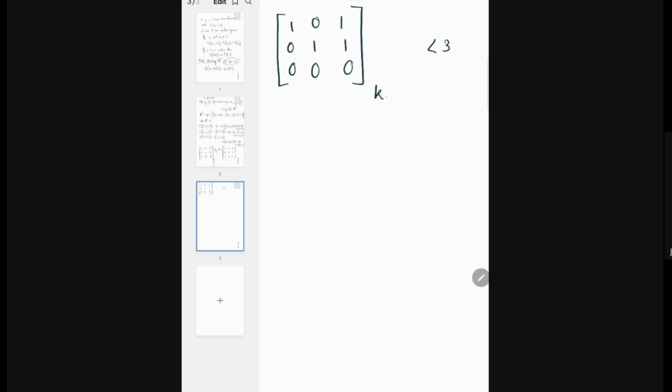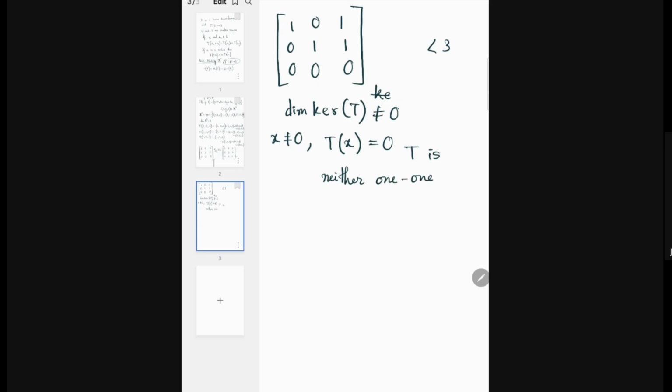because the dimension of kernel T will not be 0. So there is one x not 0 such that T of x is 0. So T is neither 1-1 nor onto. So our option D is correct.